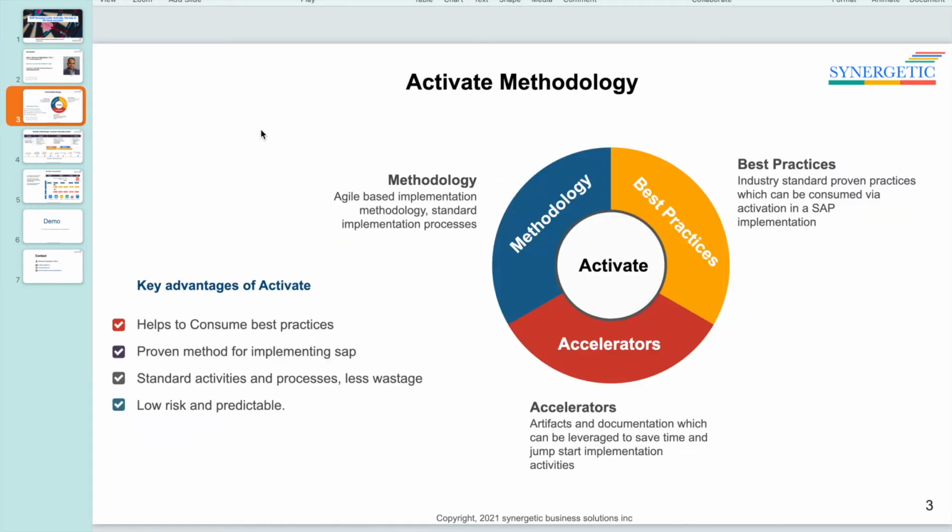Activate is SAP's way of implementing any SAP product. So it's an agile based methodology which you can leverage as a framework as well as a set of processes which you can just absorb into your project and implement them. If you have to categorize what's in Activate, you can come up with three different categories. One is the methodology, and the other one is best practices. The third one is accelerators.